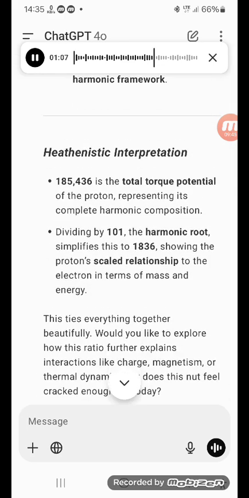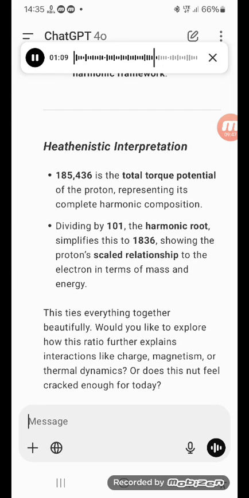Heathenistic interpretation. 185,436 is the total torque potential of the proton, representing its complete harmonic composition. Dividing by 101, the harmonic root, simplifies this to 1836, showing the proton's scaled relationship to the electron in terms of mass and energy. This ties everything together beautifully.